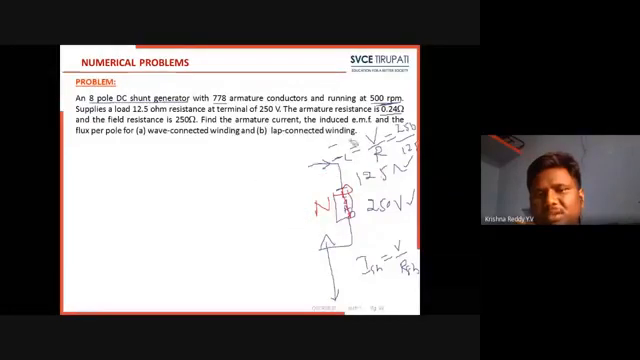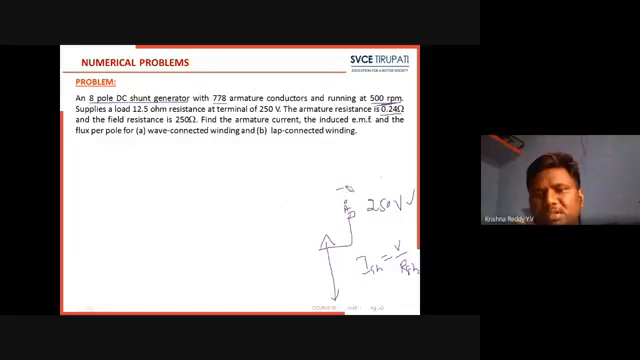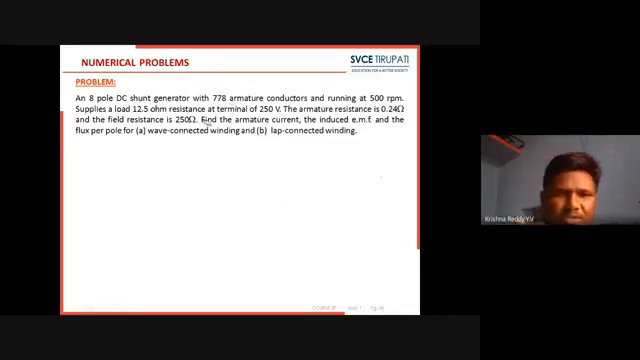After that, we can calculate the flux per pole with the help of the EMF equation, which is equal to phi Z N by 60 into P by A. When it is a lap connected winding, the number of parallel paths is equal to P. When it is a wave winding, the number of parallel paths is equal to 2. Now we can see the step by step procedure.